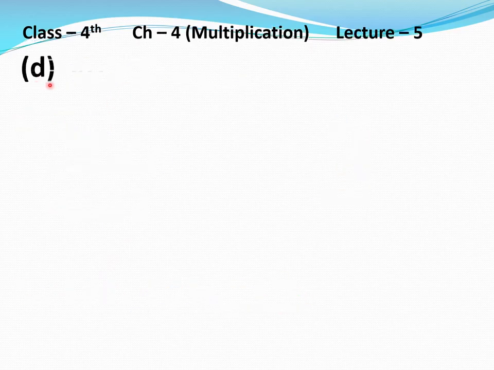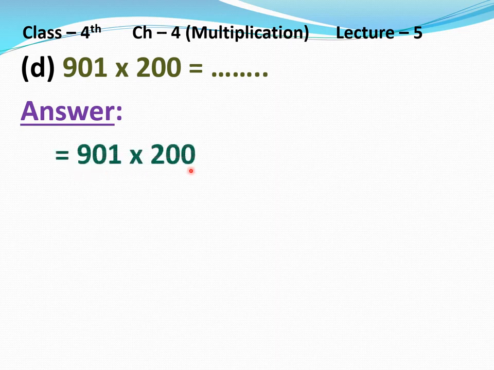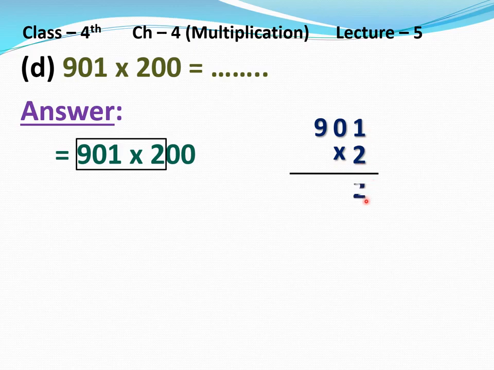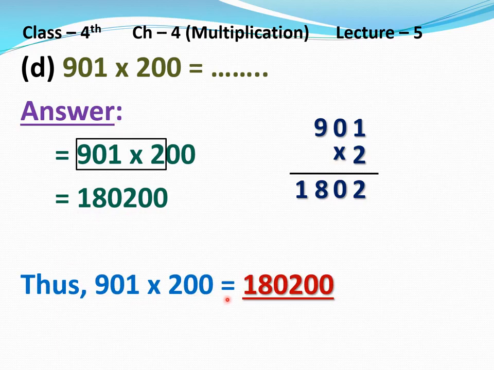Now D part. 901 multiply 200 equal to dash. Write down answer equal to 901 multiply 200. First multiply 901 by 2 and then place 2 zeros to the right side of the product. So multiply 901 by 2. See, 2 ones are 2, write 2 here, 2 zeros are 0, write 0 here, 2 nines are 18, write 18 here. So 901 multiply 2 equal to 1802 and then place 2 zeros to the right side of the product. So write down equal to 1,80,200. Thus 901 multiply 200 equal to 1,80,200. Clear?